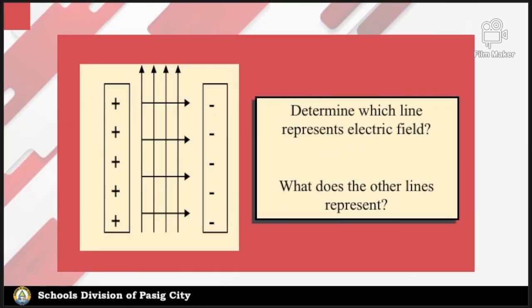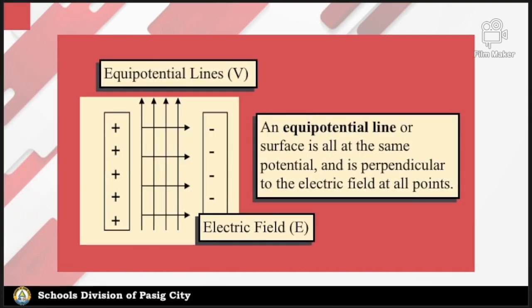In the illustration, you see lines from positive to negative plates. You also see lines that are perpendicular to these lines. Which do you think represents the electric field? And what do the other lines represent? The lines from positive to negative plates are called electric field lines, while the lines perpendicular to the electric field are called equipotential lines. An equipotential line or surface is all at the same potential and is perpendicular to the electric field at all points.